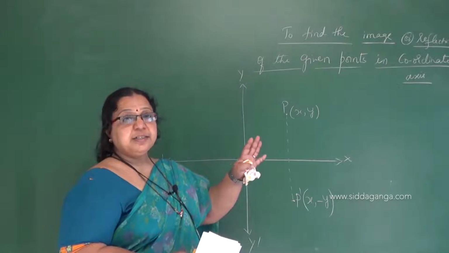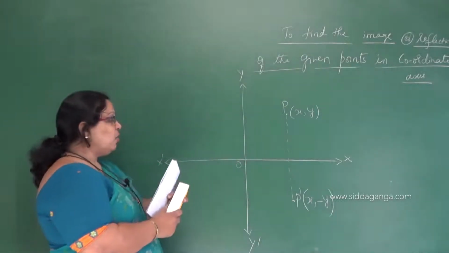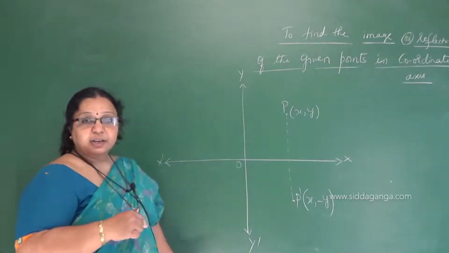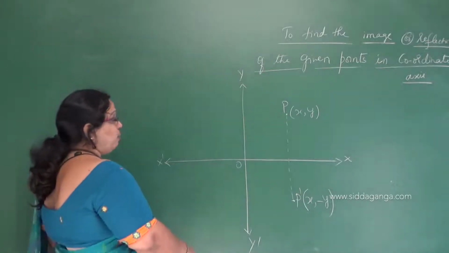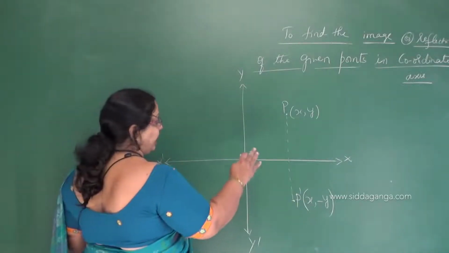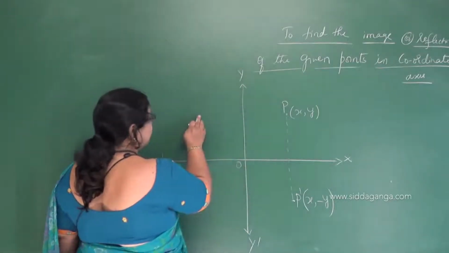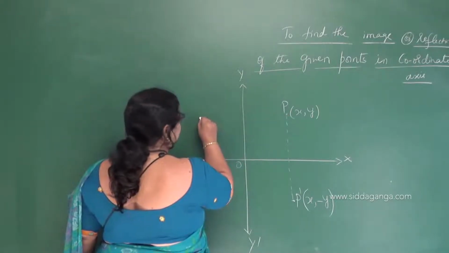So similarly, for the image or the reflection of the point in the y-axis, the y-axis just acts like a mirror. So if we are here we appear here, if we are here we appear here, so its reflection is obtained here.